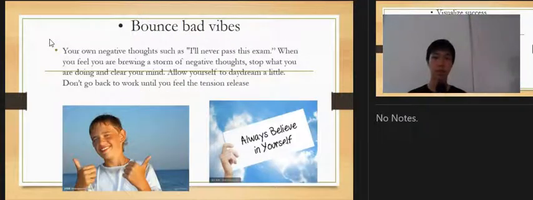Next is bounce bad vibes. Your own negative thoughts, such as "I would never pass this exam." When you feel you are brewing a storm of negative thoughts, stop what you are doing and clear your mind. Allow yourself to daydream a little. Don't go back to work until you feel the tension release.